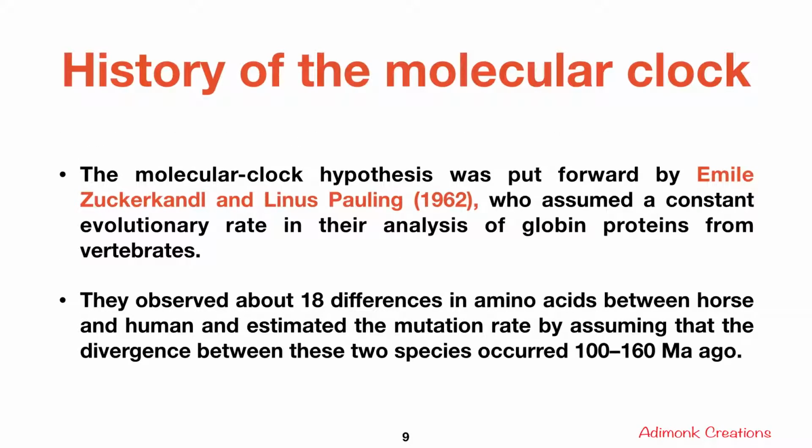Next, let's deal with the history of the molecular clock. As mentioned above, this hypothesis was put forward by Emile Zuckerkandl and Linus Pauling in the year 1962, who assumed a constant evolutionary rate in their analysis of globin proteins from vertebrates. They observed about 18 differences in amino acids between horse and human and estimated the mutation rate by assuming that the divergence between these two species occurred around 100 to 160 million years ago.